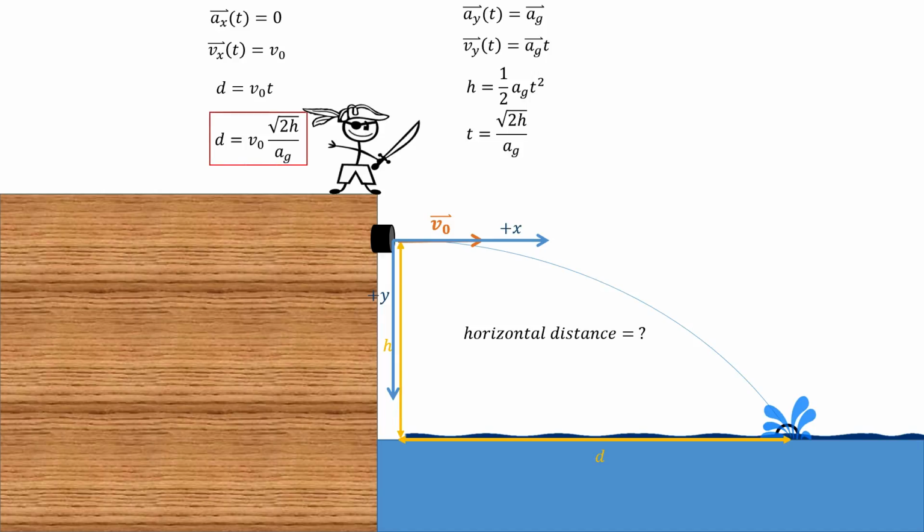So to fire the cannonball further, they need to either be shot faster or the cannons need to be built higher. And remember, Peter the Pirate's projectile paths are parabolic.